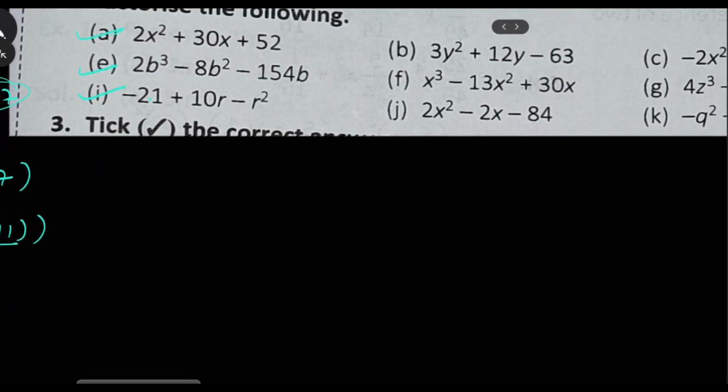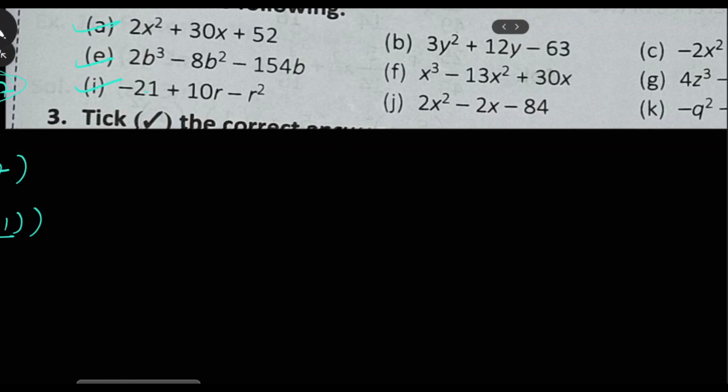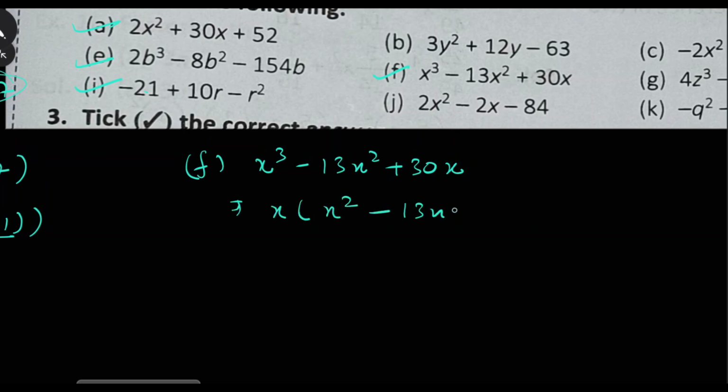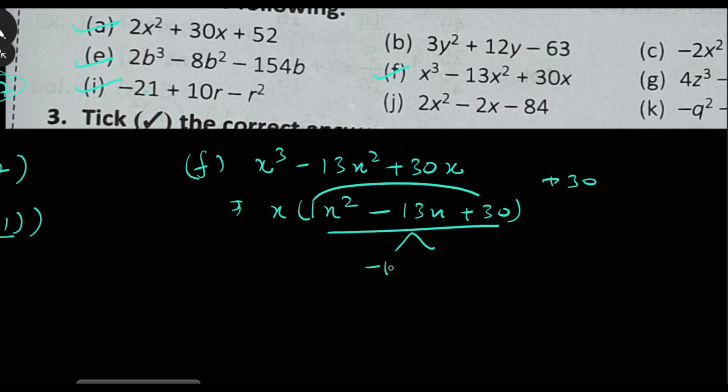As you can see here, we are going to solve question number F here. F has x cube minus 13x square plus 30x. So taking x as a common, x square minus 13x plus 30. Now it is a quadratic expression. 1 into 30 you will get plus 30, and you will split minus 13 into minus 10 and minus 3. Minus 10 minus 3 becomes minus 13, and minus 10 into minus 3 you will get plus 30.